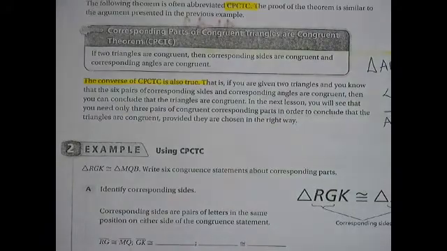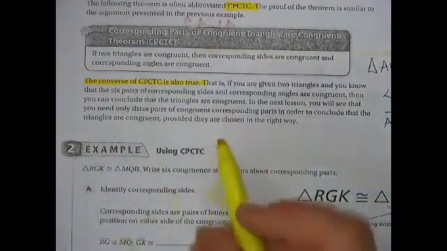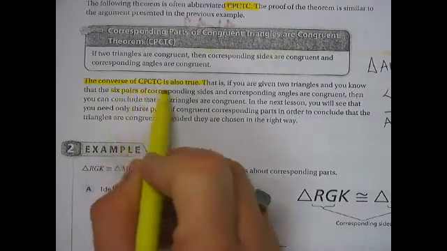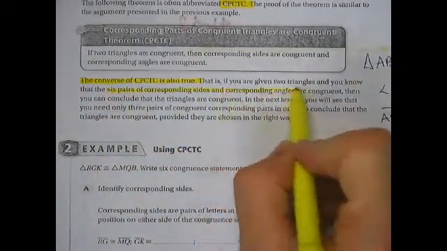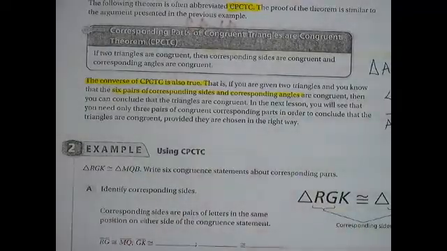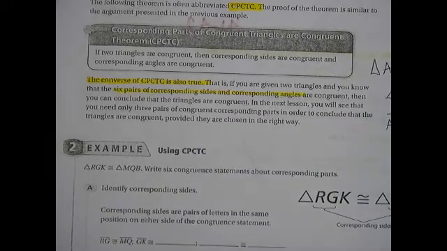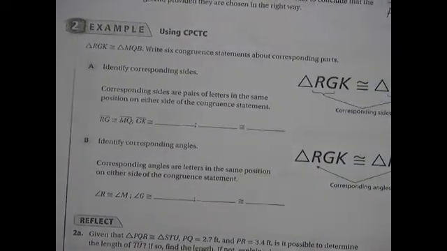Okay, as we've talked before, the converse of statements is not always true, but in this case, the converse of CPCTC is also true. So that means if you flip it around, it is true the other way. That is, if you're given two triangles and you know that all 6 pairs of corresponding sides and corresponding angles are congruent, then you can go to the conclusion that the triangles are congruent.